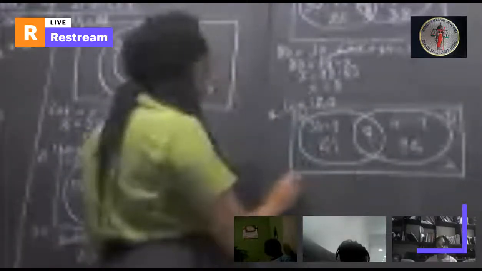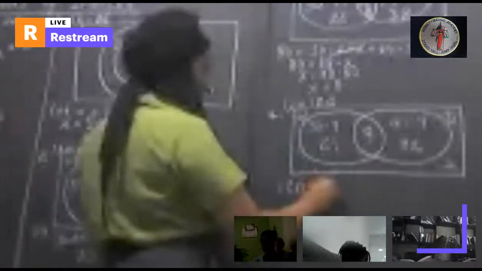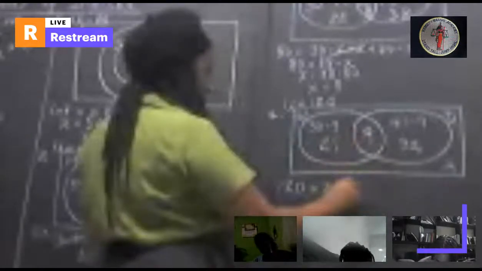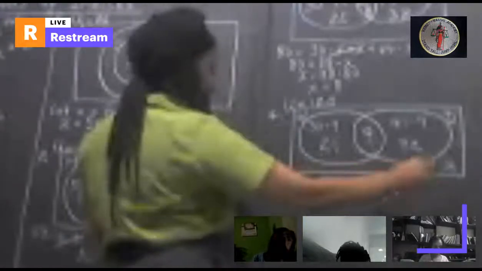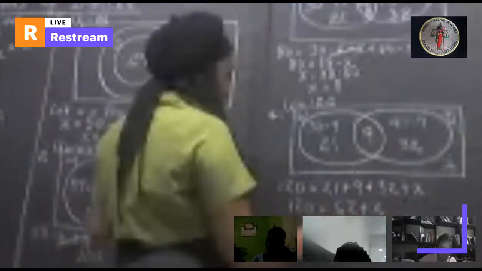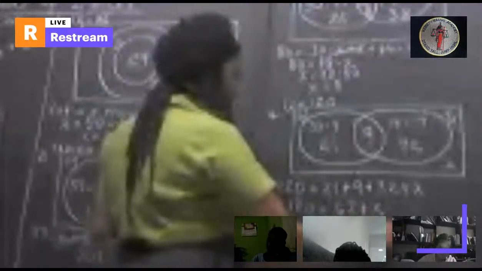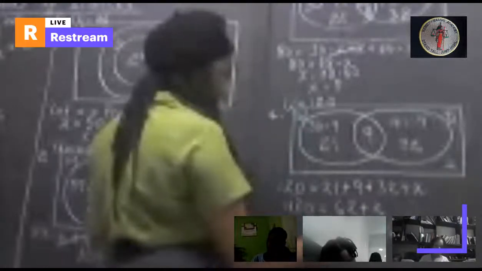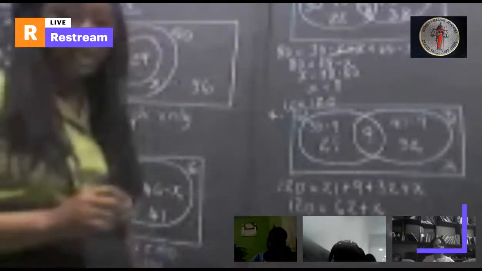So we find X then. We would have 120 equals 32 plus 21 plus 9 plus X. The full universal set, 120, is equal to 21 plus 9 plus 32 plus X. So 21 plus 9, that's 30, plus 32 is 62. So X would be 120 minus 62. X would be 58. So I got X as 58.